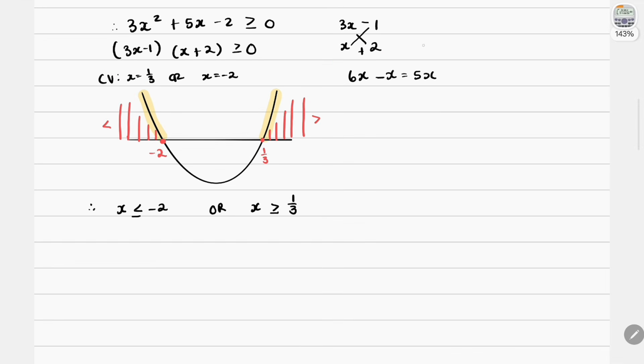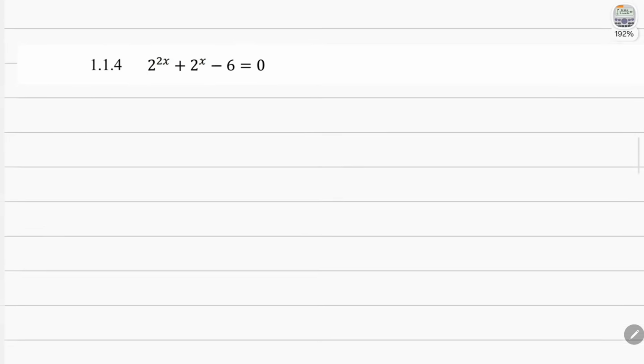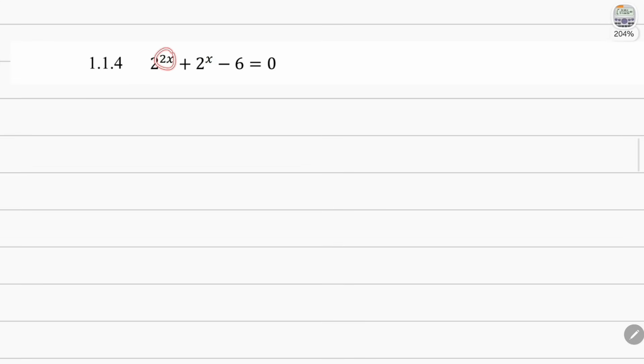Moving on to the next question. The next question, 1.1.4, we have an exponential equation. We can see that because x is in the exponent. But in this equation, we have a repetition of a specific value, and that is 2 to the power of x. We see that here, 2 to the power of x. Of course, there's a 2 in front of it here in this case, but it's also here, 2 to the power of x. Now, it's a repetition of 2 to the power of x, but in front of one of those repeated values, there's a 2 there.